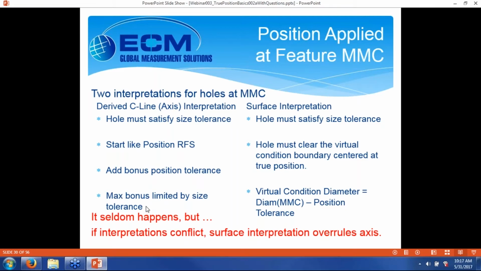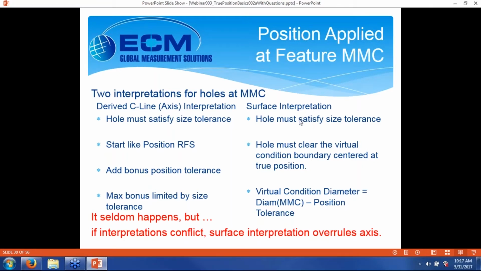Max bonus is limited by the size tolerance. If that hole is out of spec because it's too big, that hole is out of spec, and you don't get extra position tolerance based on that extra size bonus. If it happens to be too big and out of position, it's still too big and out of position. Though, if engineering or somebody dispositions that later, they may try to take that into account and use it anyway, but that's up to engineering, not us.